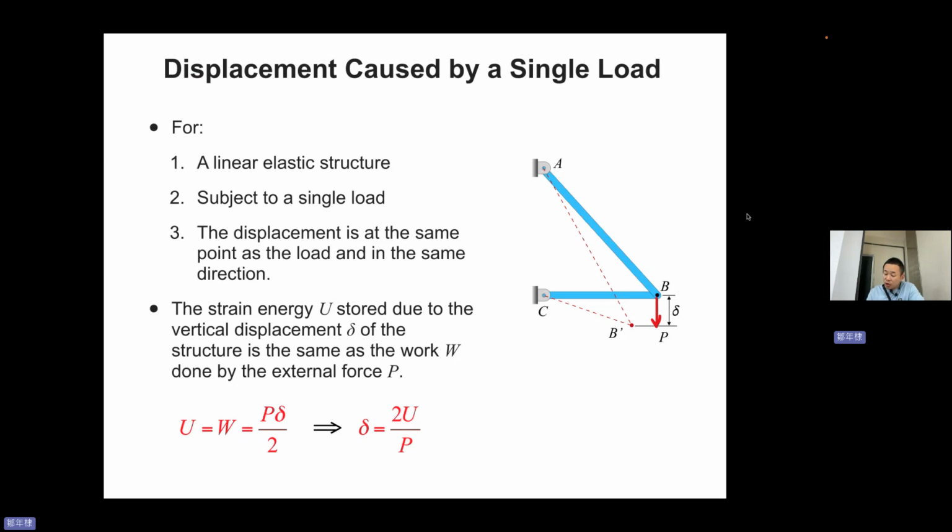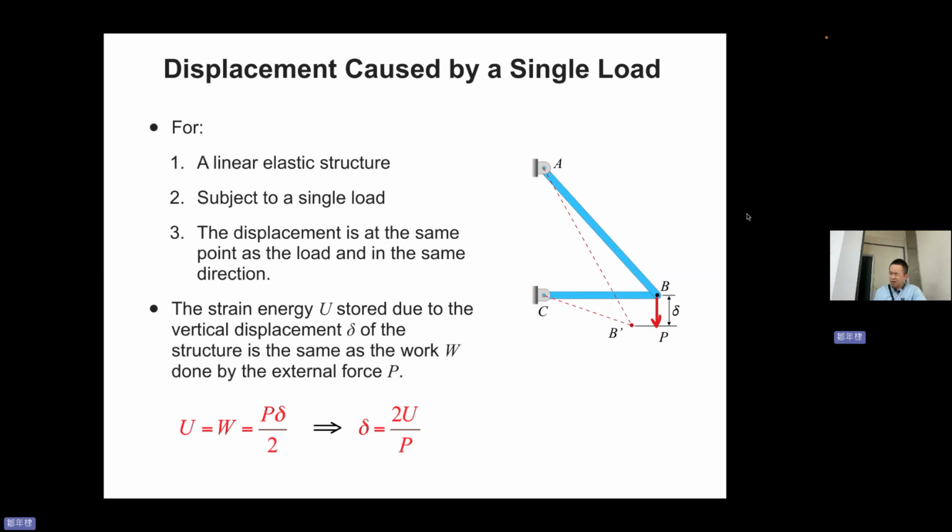Okay, so when you have a deformation along your force, the force and deformation have the same direction, okay? Which means that your strain energy will be equal to the work you did, of course, and the work you did is force times its deformation, right? So your U = W = P delta divided by 2. Okay, so the delta can be directly determined by 2U over P.